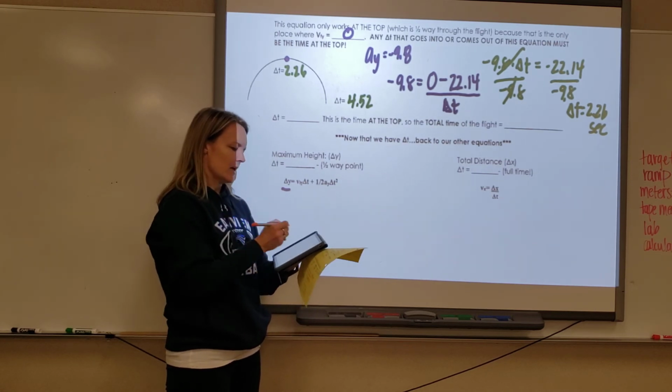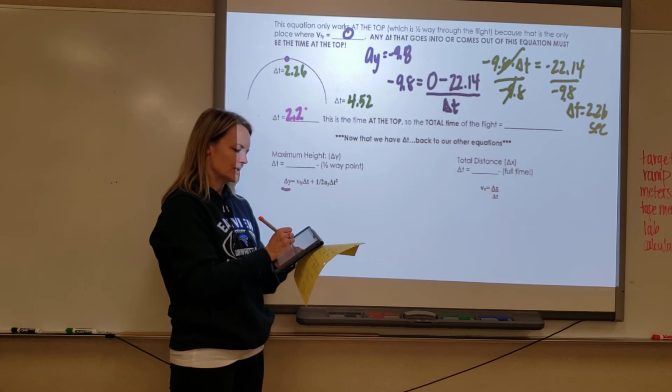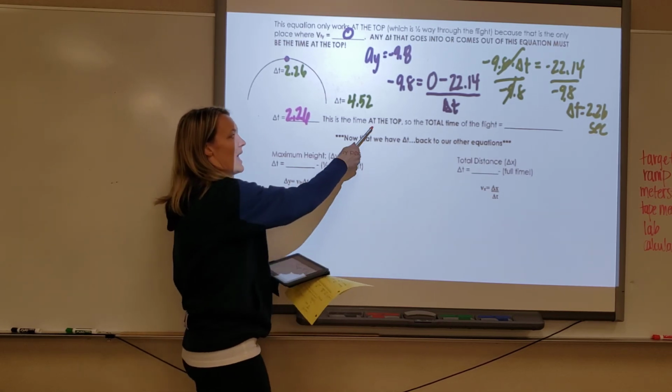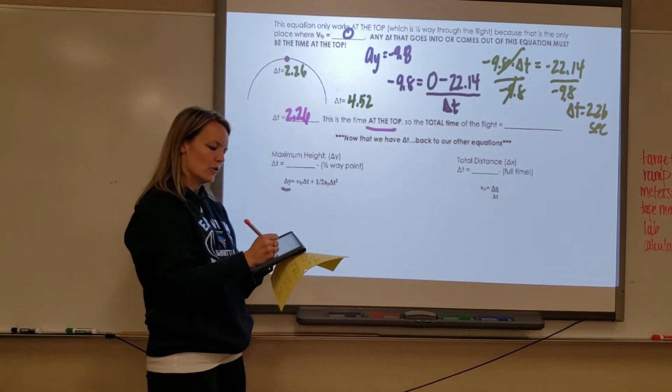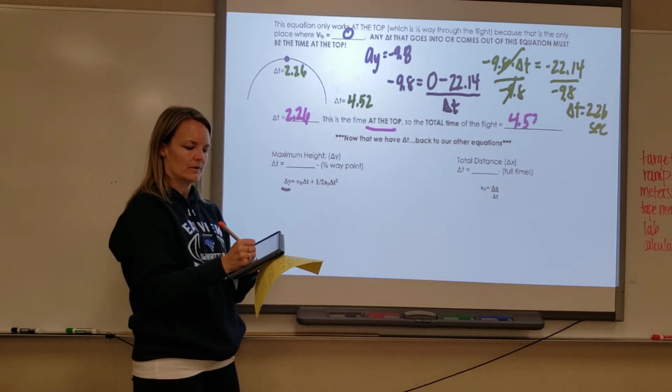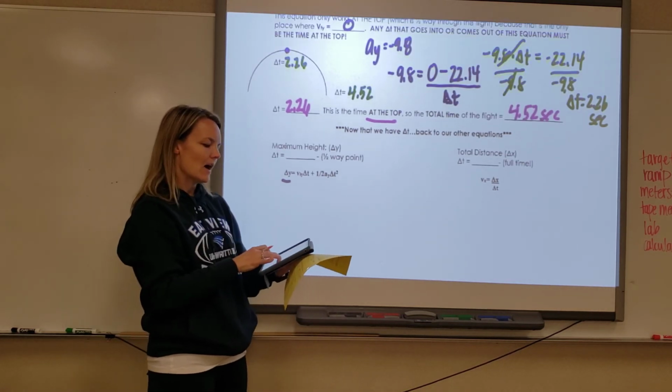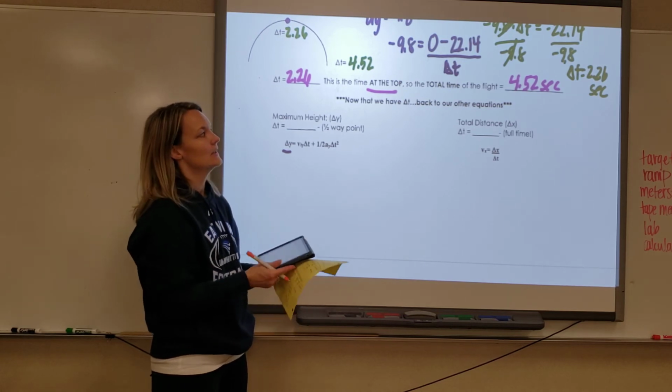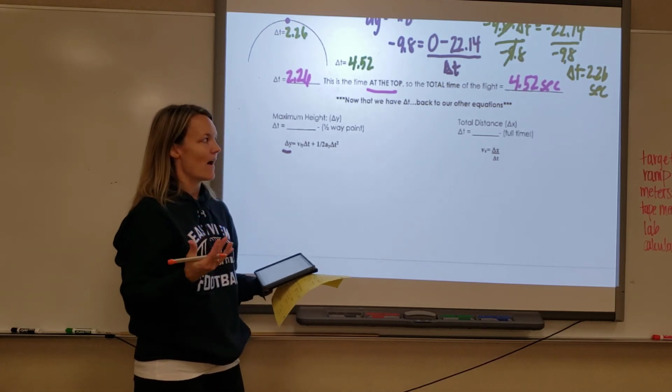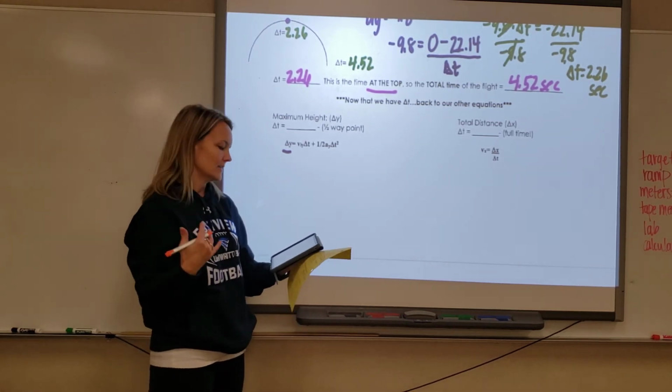All right, so delta t is 2.26 seconds. This is the time at the top. So the total time is 4.52 seconds. Now I have to keep those two times in mind when I go to find delta x and delta y.